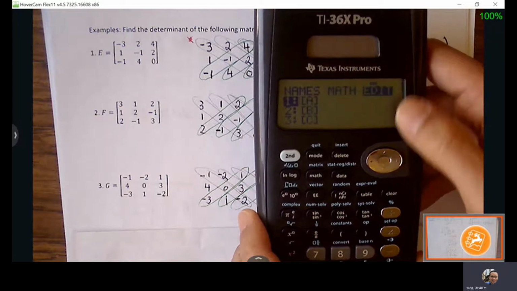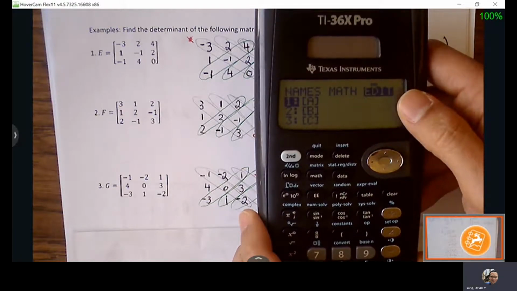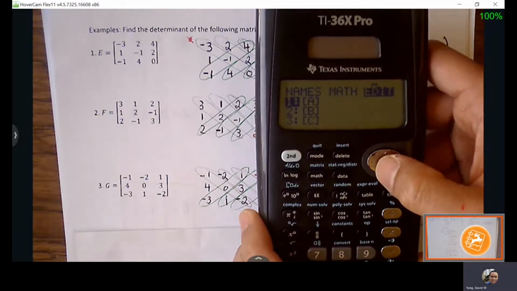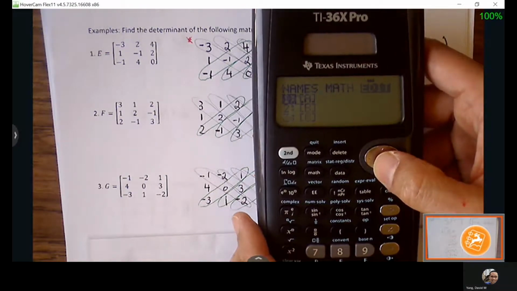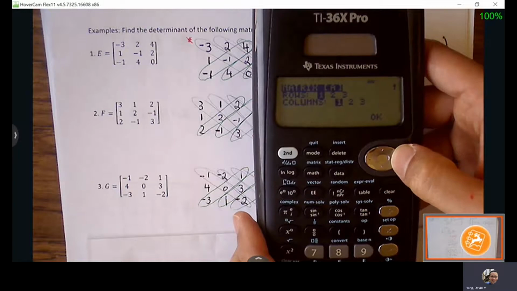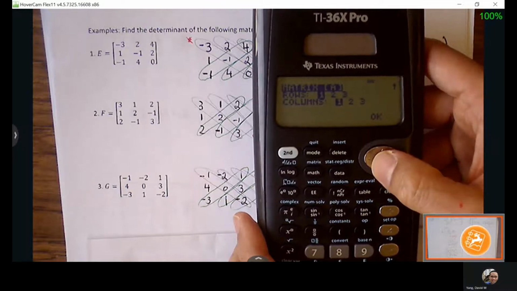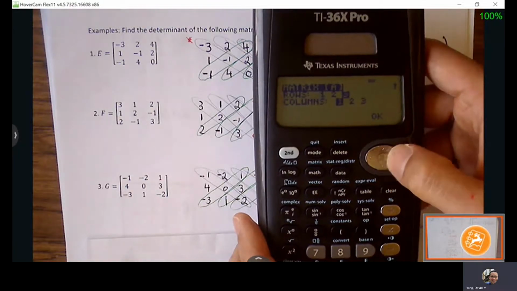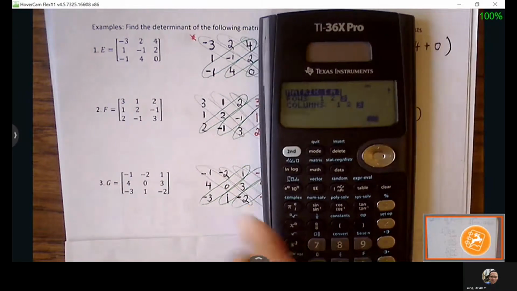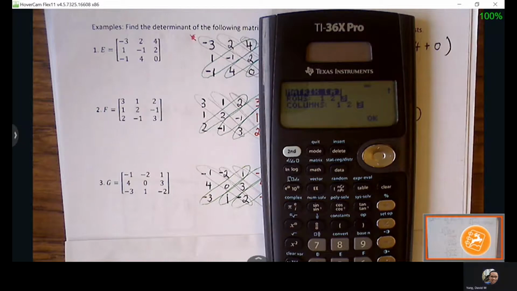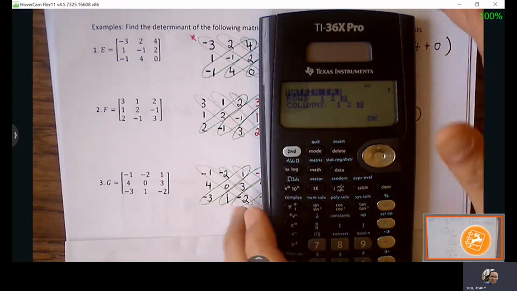Okay, so what you're going to do is you're going to go to edit. And when you go to edit, we're going to go to edit matrix A. Okay, so hit enter. And we're going to do a 3x3 matrix. I don't have enough calculators going around now, but hopefully I can find enough, or if you can bring one in the next few days.